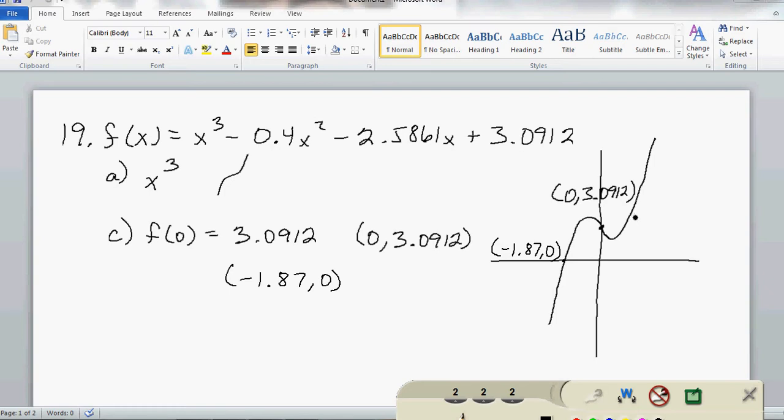Okay, D, determine whether the graph crosses or touches. Well, I can tell simply by looking that it crosses. I mean, there's no big deal there. Besides, we haven't determined the multiplicity anyway, so it really doesn't matter.